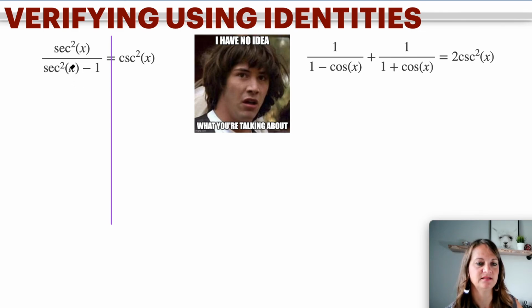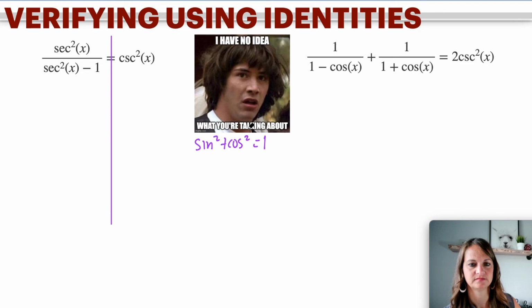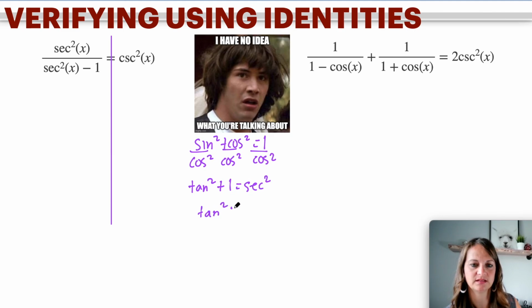This is an identity. If sine squared plus cosine squared equals 1, and I divide everything by cosine squared, I'll be left with tangent squared plus 1 equals secant squared. So if I subtract 1, I will get this. So this identity is secant squared on top and tangent squared on bottom.